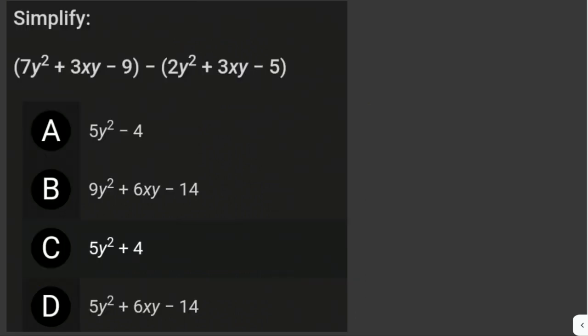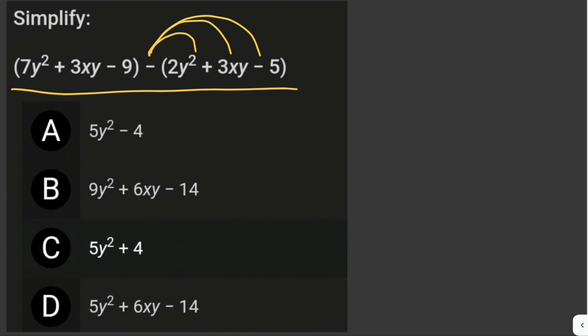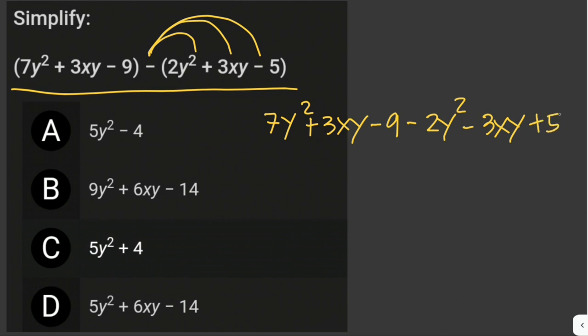Simplify. We're given this expression here. We just need to simplify. So we need to distribute the negative to the expression inside the parenthesis. So that would be 7y squared plus 3xy minus 9 minus 2y squared minus 3xy plus 5.